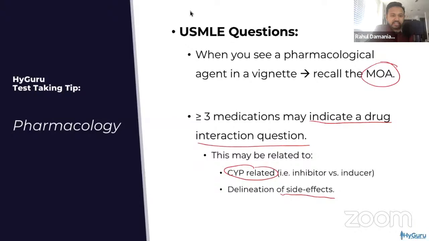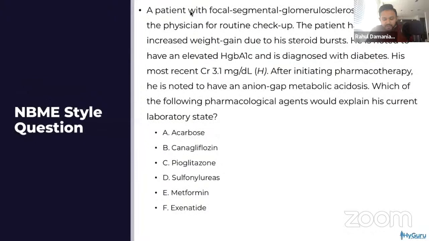All right, very good. Which of the following pharmacological agents would explain his current laboratory state? A patient with FSGS presents to the physician for a routine checkup. The patient has been having increased weight gain due to steroid bursts, and he is noted to have elevated hemoglobin A1C and thus is diagnosed with diabetes. His most recent creatinine was high, and after initiating pharmacotherapy for the diabetes, he's noted to have an anion gap metabolic acidosis. So what medication did this? And you're absolutely correct if you said metformin.